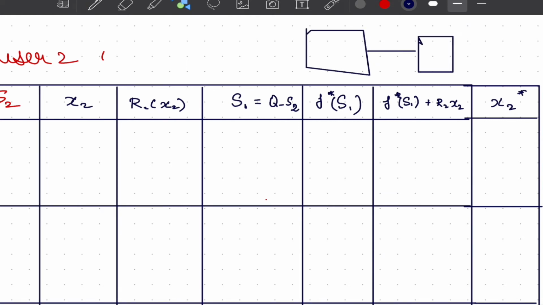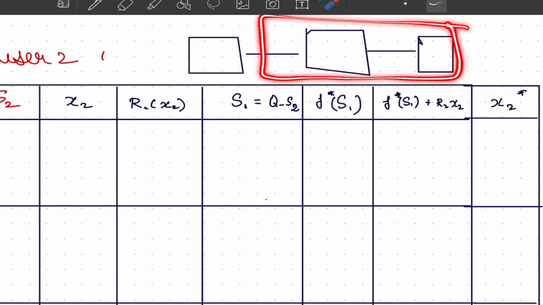And here we are doing the allocation discretely. So the specific case of dynamic programming that we are discussing here is the discrete dynamic programming. Now let us move to user 2.